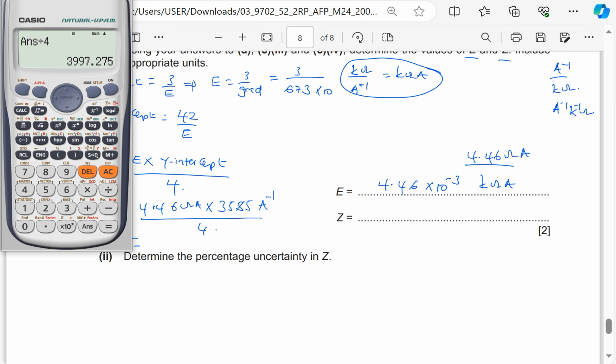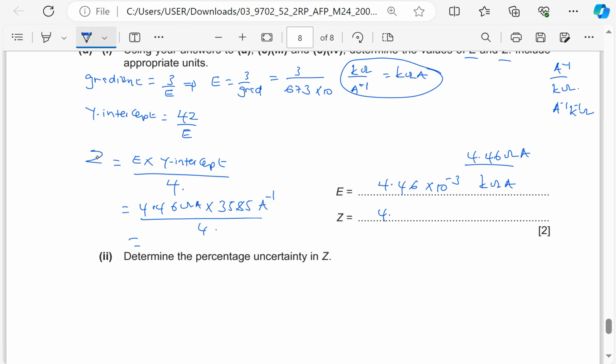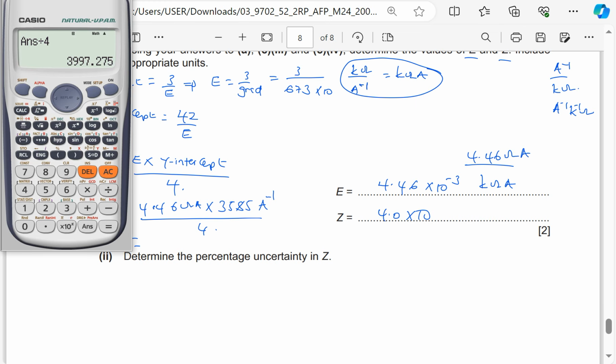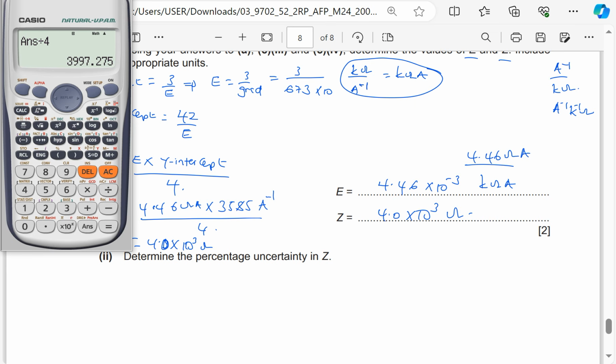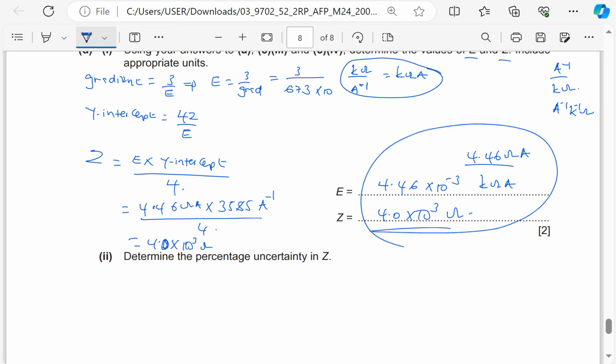So this is giving me approximately 4.0. So I'll just write 4.0 times 10 to the power of, this is power of 1, 2, 3. So this is power of 3, and this is going to be ohms, because I removed the kilo. Okay. So it is 4.0 times 10 to the power of 3 ohms. Okay. So you could get values which are around these ones that I've got, or values which are slightly different from these ones.